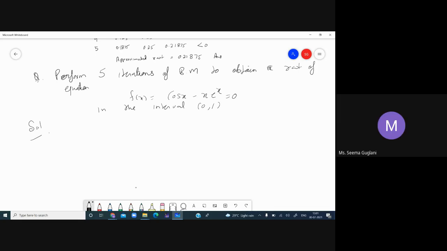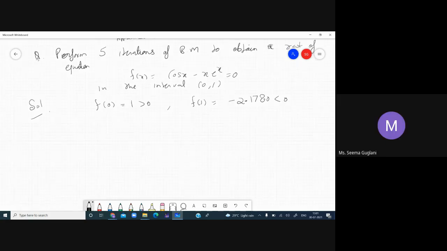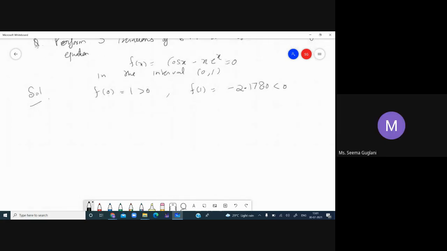Yes, ma'am. So again, I will check f(0) and f(1). They are of opposite sign, as I have calculated. f(0) is 1, which is greater than 0, and f(1) is -2.1780, which is less than 0. So it clearly means the root lies in the interval 0 to 1.